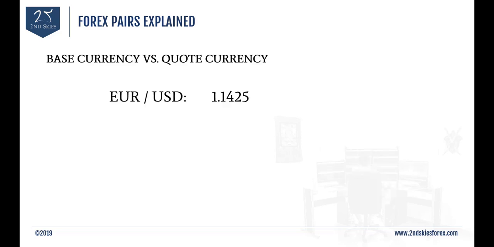Now, I talked about this before, base currency and quote or counter currency. I'm going to give you a nice example here. So let's say the euro versus the US dollar. The euro US dollar is at 1.1425. Let's just say that's the current price. The euro is the base currency. The second currency here is the quote or the counter currency.